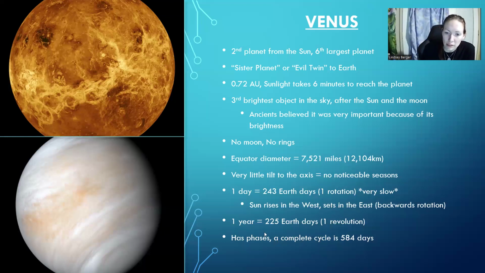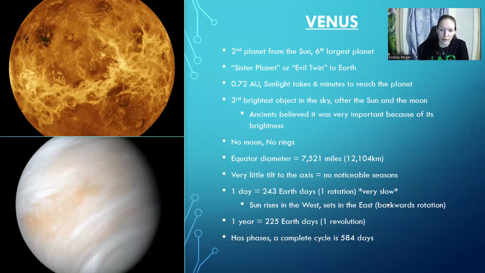So 1 year there is about 225 Earth days. That's one revolution, remember? That's still way smaller than an Earth year. A day, however, is very long. So one rotation, one going all the way around on its axis like a top, is 243 Earth days. That is so long. We would have to completely invent new clocks and calendars and everything if we lived on Venus. All right. And also interesting, it's kind of backwards.